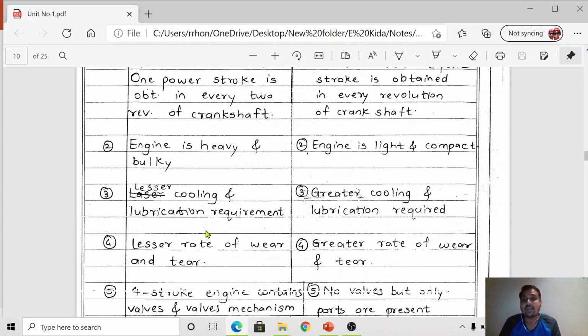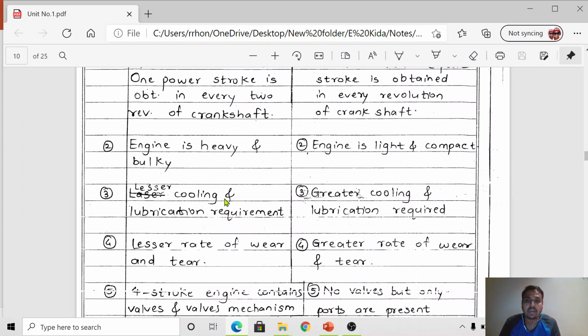The third one: in the case of the 4-stroke engine, there is lesser cooling and lubrication requirement, whereas in the case of the 2-stroke engine, greater cooling and lubrication is required. Why does this happen? In the 4-stroke engine, we know suction, compression, expansion, exhaust are separate strokes. Initially the piston moves from TDC to BDC to complete suction, then compression, then expansion, and then exhaust.